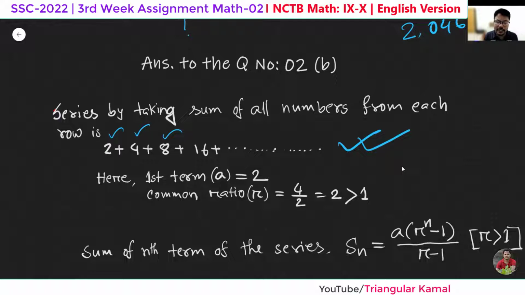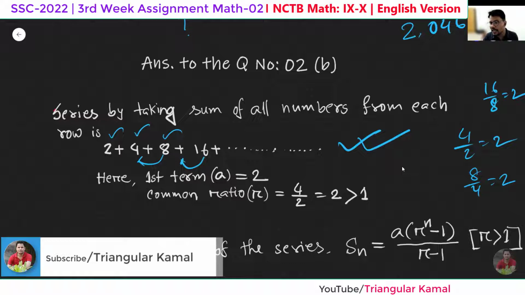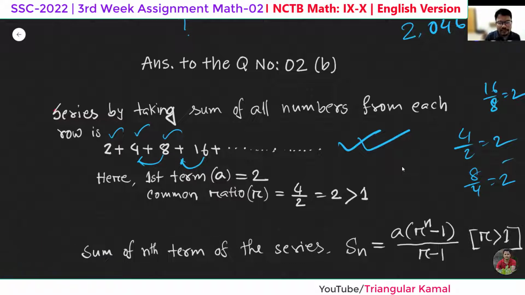Let's identify whether it is an arithmetic series or a geometric series. Here the first term is 2. If we divide 4 by 2, there will be 2. If we divide 8 by the previous one, there will be 2. If we divide 16 by 8, there will be 2. In every case, if we divide any number by the previous number, we always get 2. So the first term is 2 and the common ratio is 2, which is greater than 1.